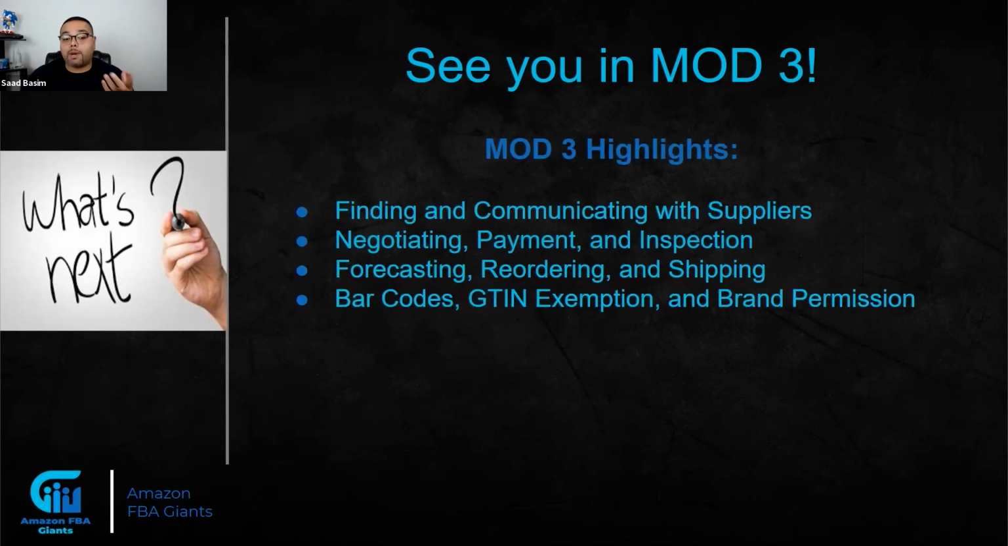We're going to talk about barcodes, GTIN exemption, and brand permission. GS1: is it the best barcode option, or is it going to be third-party barcode distributors? We're going to talk about that. We're going to talk about what a GTIN exemption is, and what brand permission you can get if you don't have a brand registry.